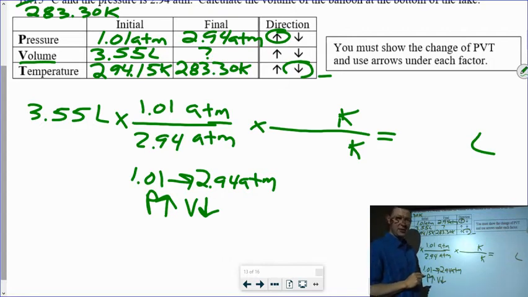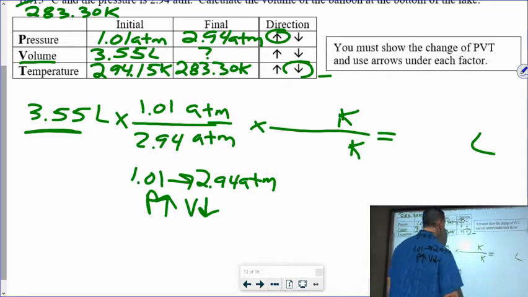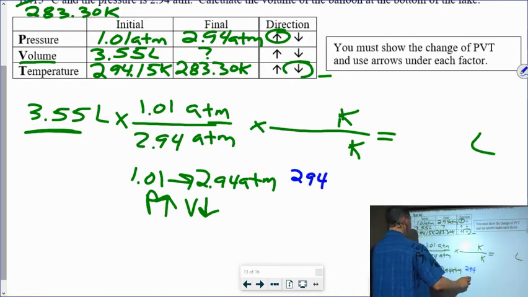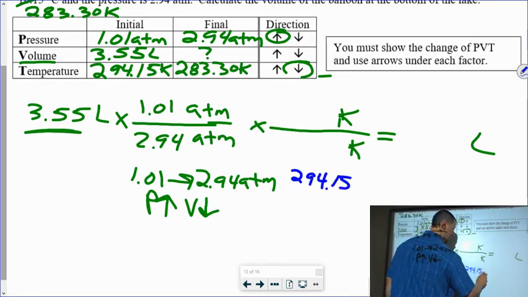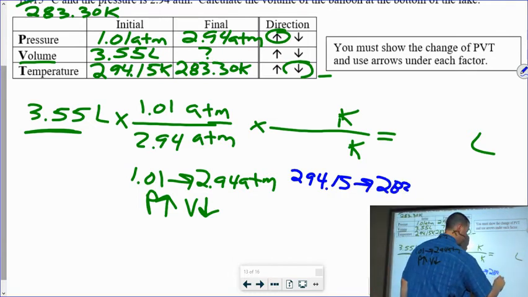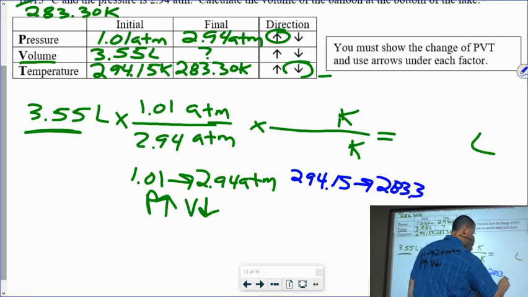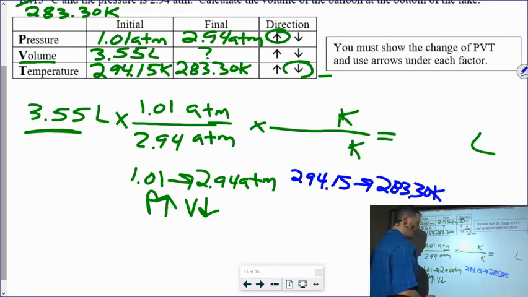Remember what I said from the last problem. If you want your answer, or I said our variable, to get smaller, you put the smaller of the two numbers on top. If you want your answer to get bigger, then you put the bigger of the two numbers on top. I go over to this next one. This one's temperature. I'm going from 294.15 to 283.30 Kelvin. So you need to put that part.